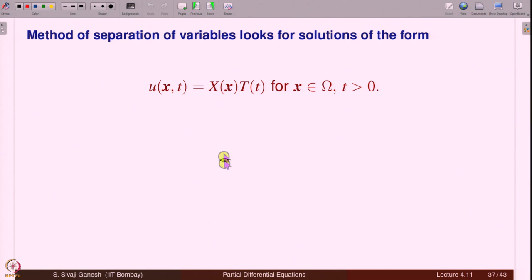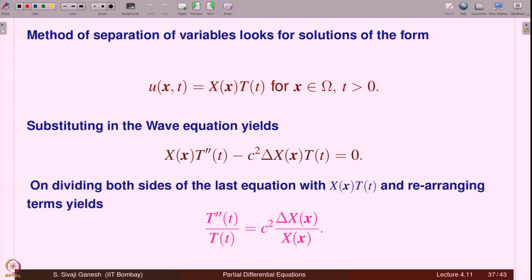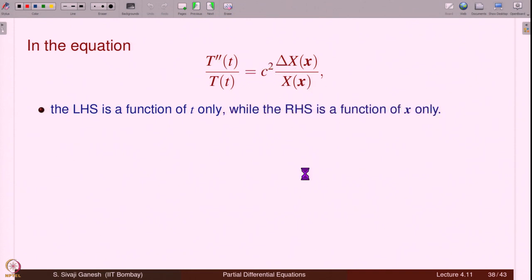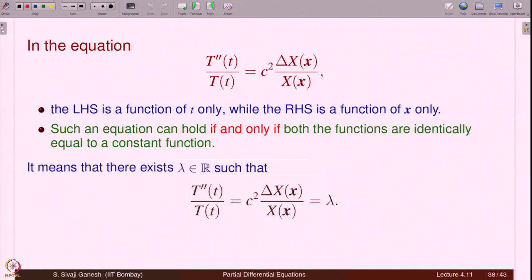So, try for the separated solution, substitute in the wave equation, you get this, and then divide with X T, rearrange, you get this. Now, the left hand side is a function of t, the right hand side is a function of x. Therefore, they must be constant functions, thus giving rise to an ODE and a PDE.